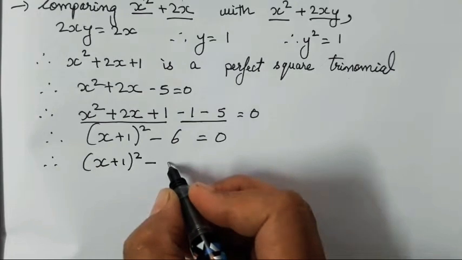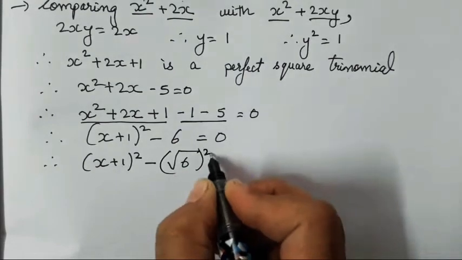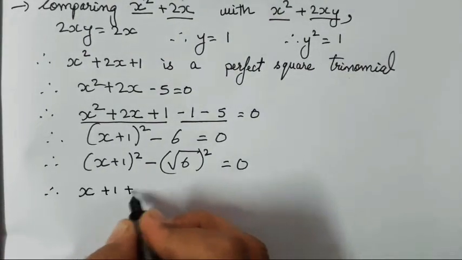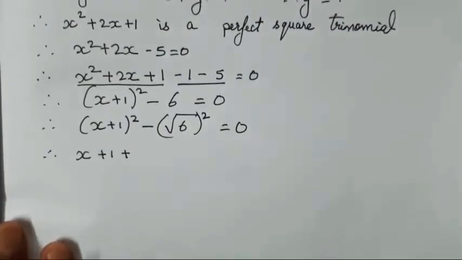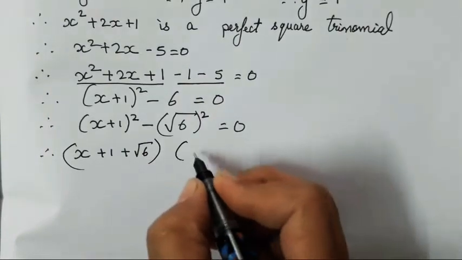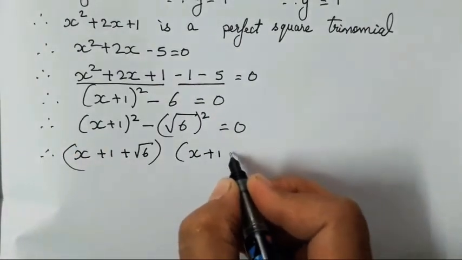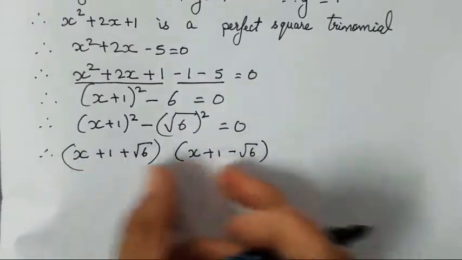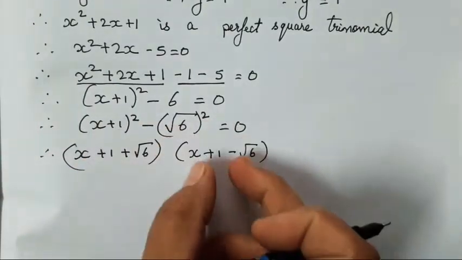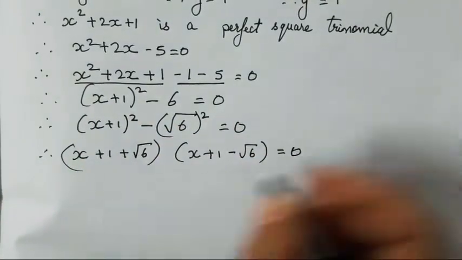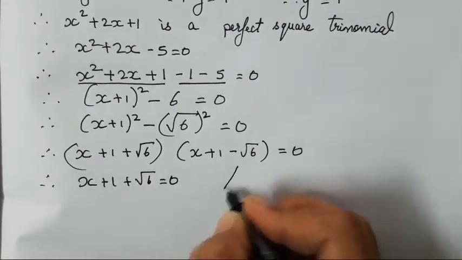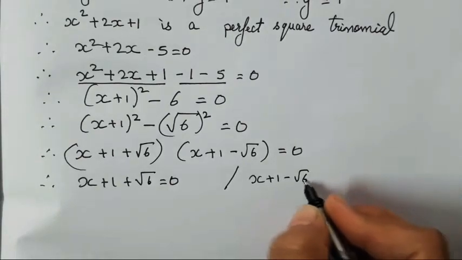Now we have to take directly the root, that is root of 6 square. Therefore, x plus 1 plus, now you all have got the square roots. So, 1's plus, 1's minus. So, root 6 plus and same equation, this x plus 1 minus root 6 in the second form. Okay. So, this and this you all have to mix for 1 as plus and this again for as minus is equal to 0. Therefore, x plus 1 plus root 6 is equal to 0 or x plus 1 minus root 6 is equal to 0.